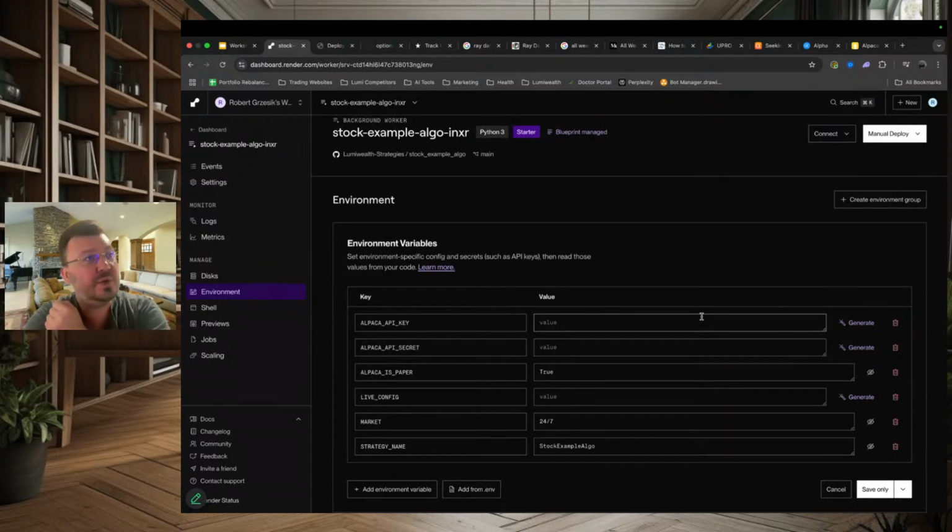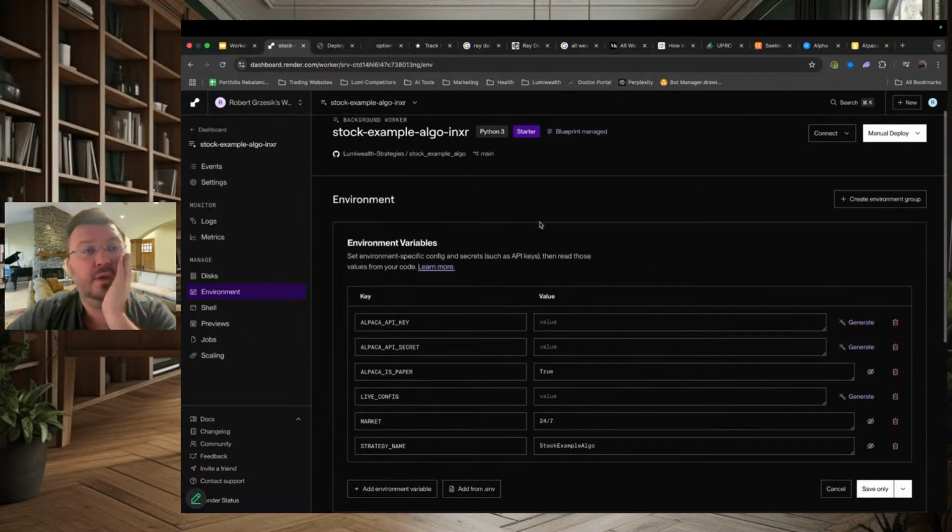Okay. So really quite simple. It's just environment variables: put the name, put the value. That's it. That's all we're doing. That's the hardest part out of all of this. All right. So you can see here, I have 3 that I need to fill in: my Alpaca API key, my Alpaca API secret, and my live config. So let's fill those out.